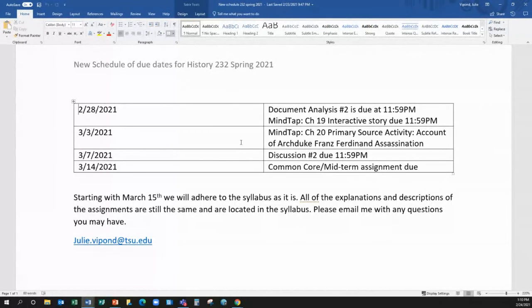Okay. And then your midterm is actually a paper. It's the Common Core paper, and it will be due on March 14th. And we will go over that quite a bit next week and the week after. Okay. And after March 15th, the syllabus will be accurate again. All the explanations and descriptions are still the same. They're also on the syllabus. The only thing that's really changed is the due dates.